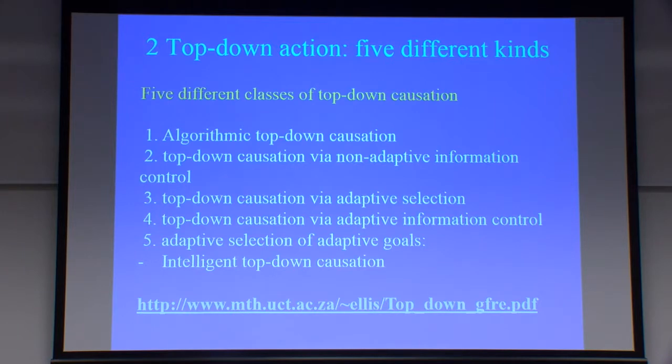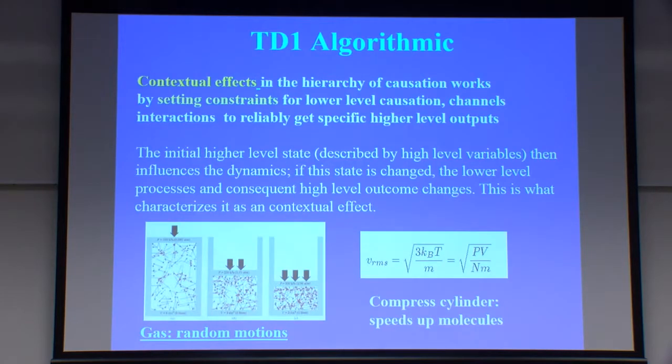Now, there are 5 different types of top-down causation. I'm going to call them algorithmic, top-down causation via non-adaptive information control, via adaptive selection, with adaptive information control, and with adaptive selection of adaptive goals. And so these are the 5 different types, which are crucially different from each other. They are each top-down. The first one is what I call algorithmic. I've struggled with this name, and this is the best I can come up with at the moment.